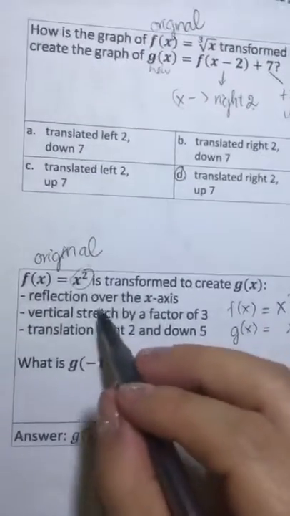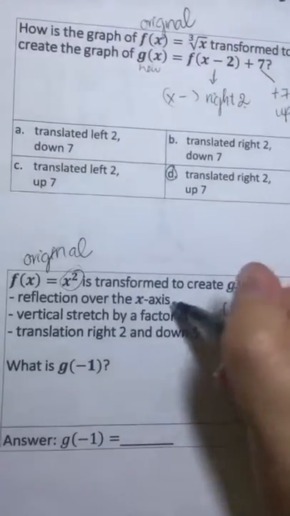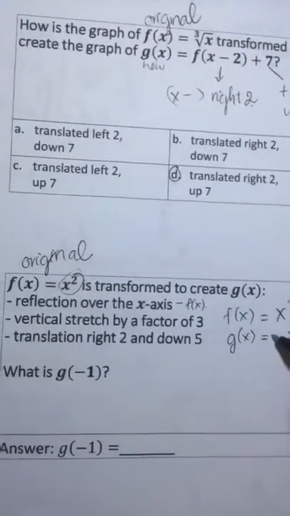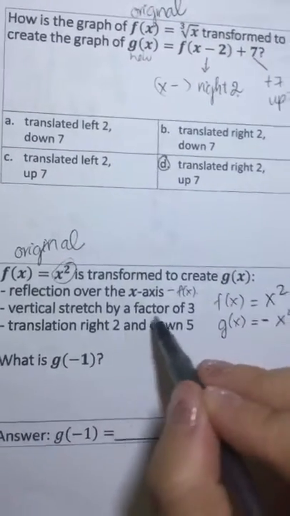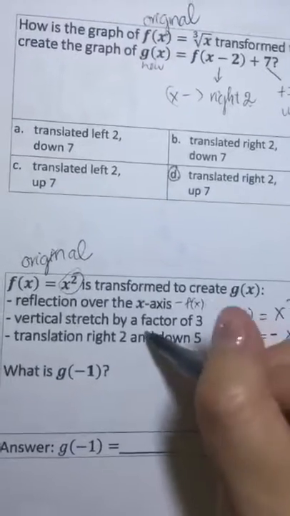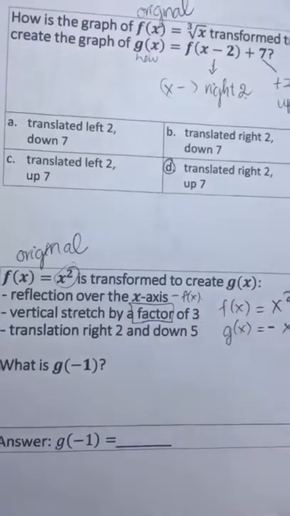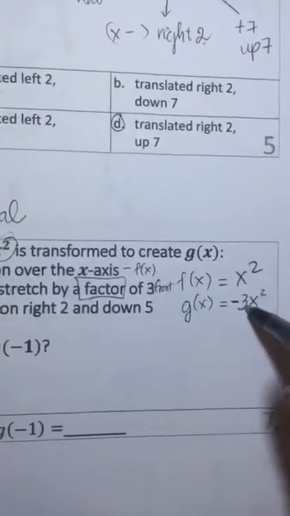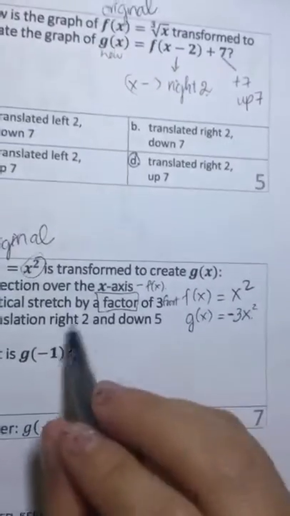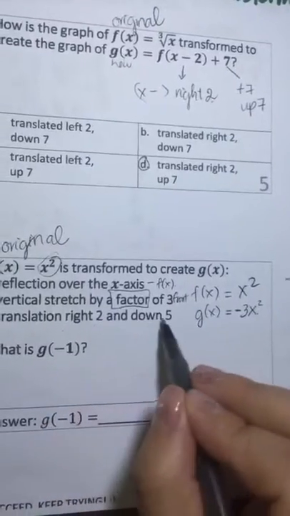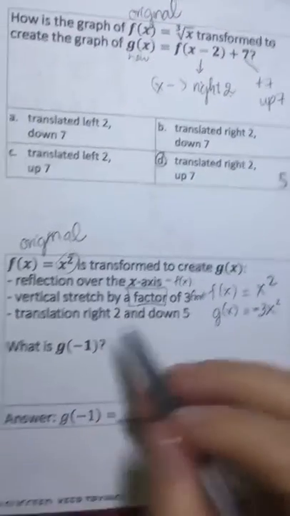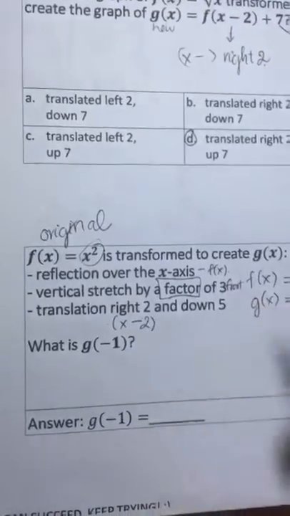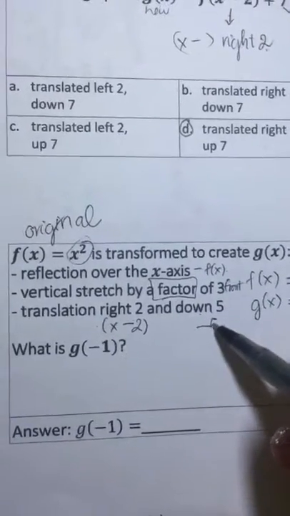squared. Reflection over the x-axis means you have a negative in front, so negative f of x. So I'm going to add a negative. Vertical stretch by a factor of 3. Every time you see factor, we're going to put it in front also. Okay, so this one you're going to put right in front of x squared. And then translation right 2 units and down 5. So right 2 units has to do with x minus 2. Down 5 means at the end you have minus 5.